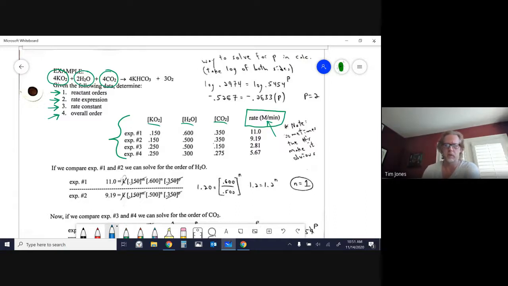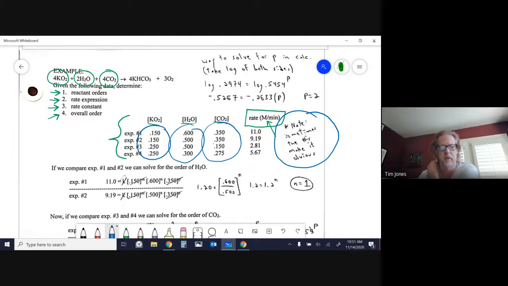Now I made a note here. Sometimes the numbers make it obvious. So if you look at this data and you look at these numbers here as they change, and these numbers here and these numbers here, I don't think this one's obvious. It's hard to look at these sets of data and see what the change in concentration is doing to the rate. And that's on purpose, because I want to force this particular example.